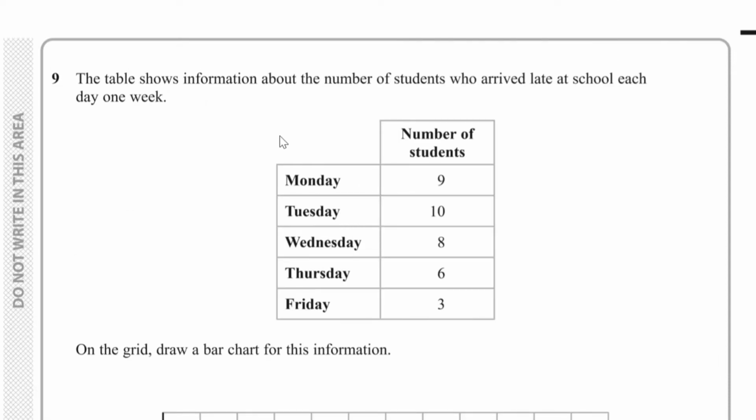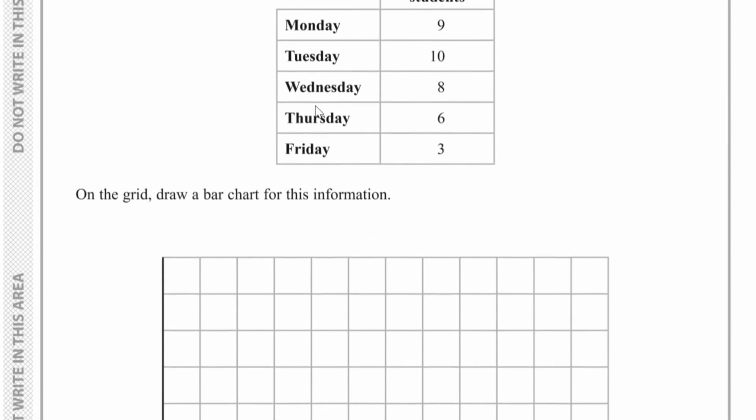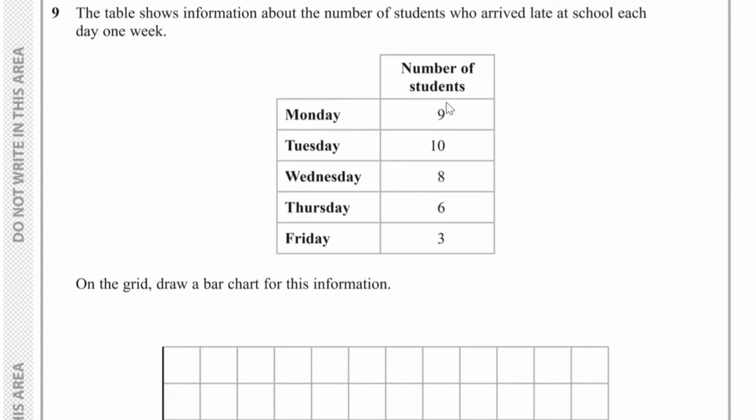Question number 9. The table shows information about the number of students who arrive late at a school each day in 1 week, and on the grid we have to draw a bar chart for this information. Well, we can see that we go to 10 students and we need to represent our scale.